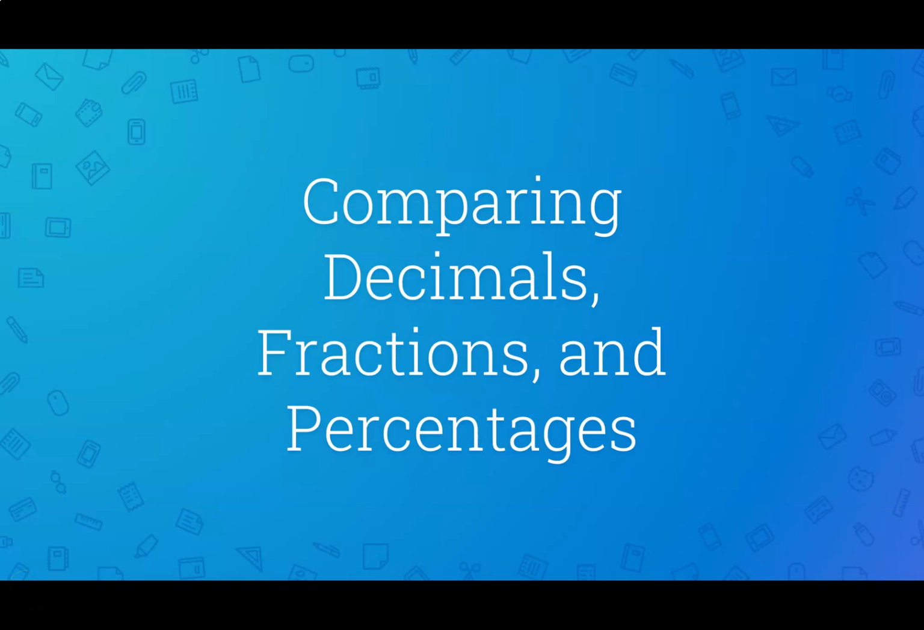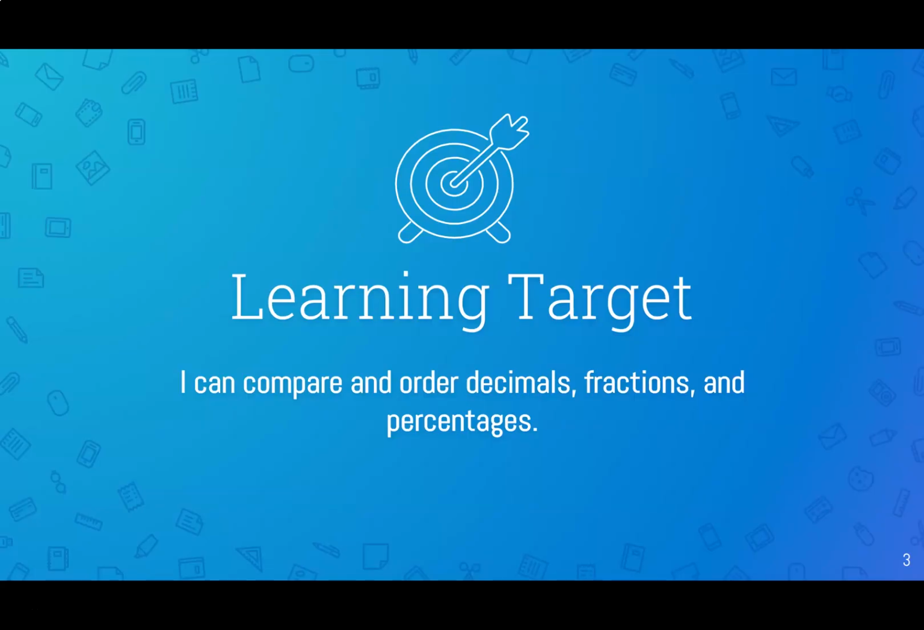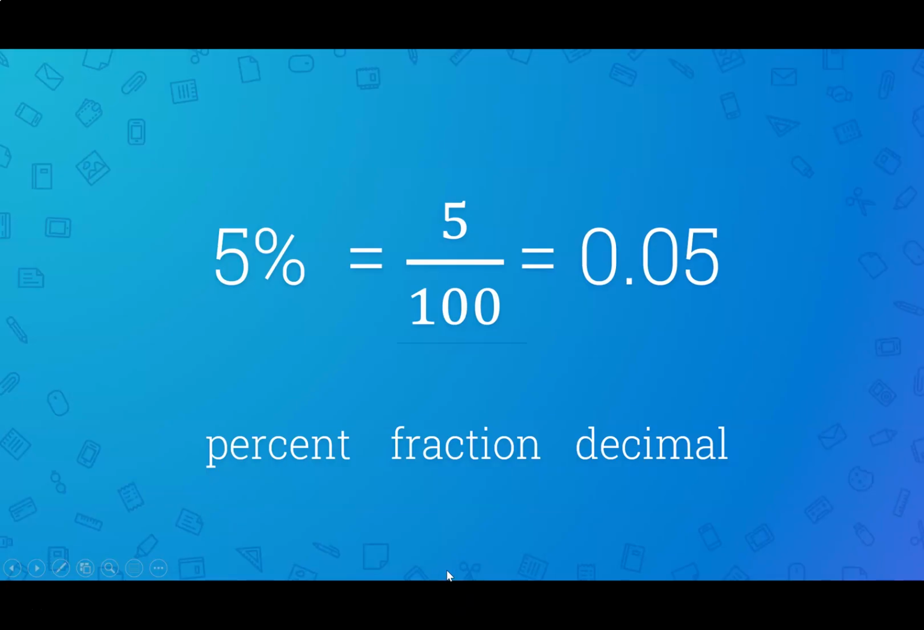Grade 6. Today's lesson is called Comparing Decimals, Fractions, and Percentages. We will be working in your Jump Math book on page 131. Our learning target for today is, I can compare and order decimals, fractions, and percentages.